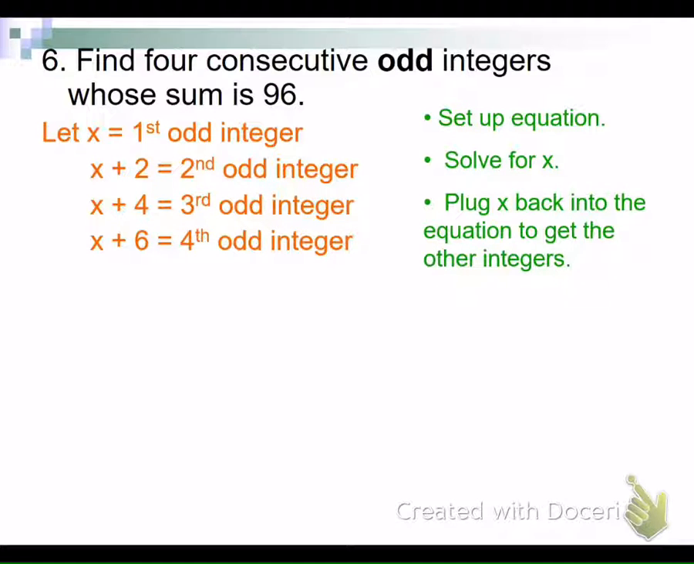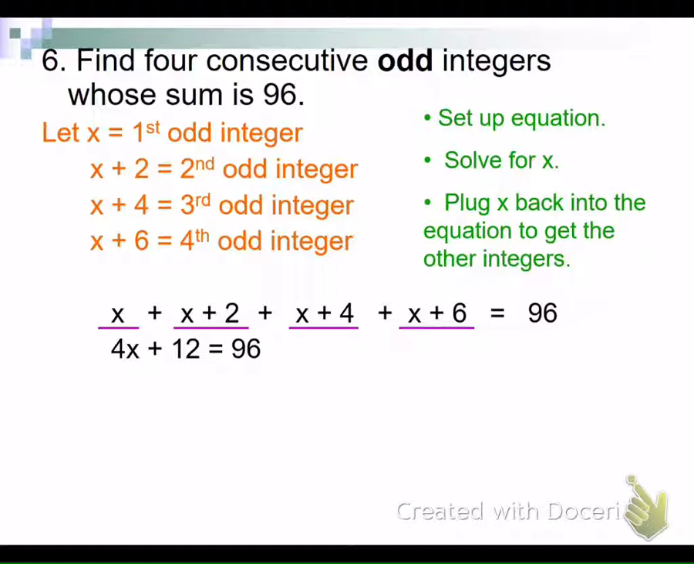All right. Questions on this setup so far? Sum means add. So I'm going to add x and x plus 2 and x plus 4 and x plus 6, and it is 96. What's x plus x plus x plus x? 4x. What's 2 plus 4 plus 6? 12. So 4x plus 12 equals 96.